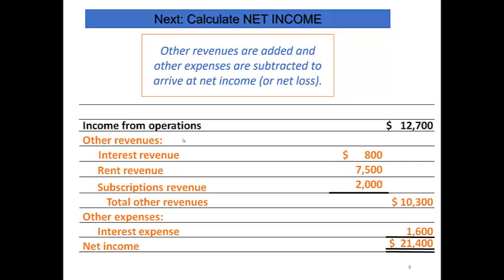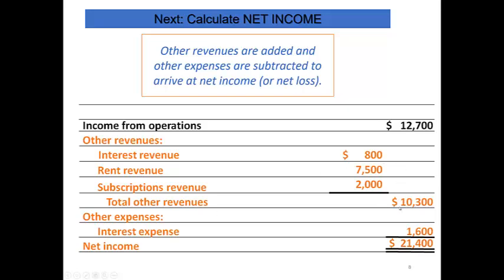So remember, other revenues are just revenues generated by the company that aren't associated with selling, like interest revenue and any subscriptions. And those are totaled. And then we also have other expenses. So interest is typically an other expense, and that's the one that you will most often see when you're building your income statement. So anything related with interest is going to be under the other category.